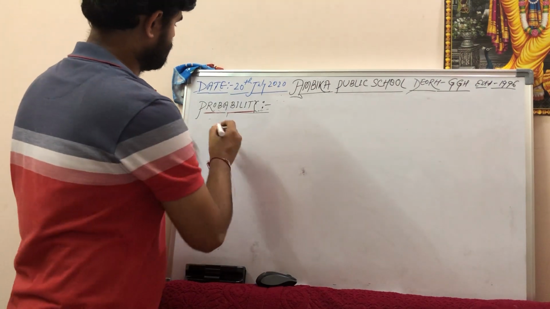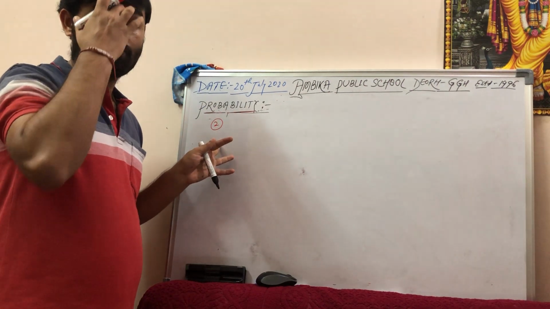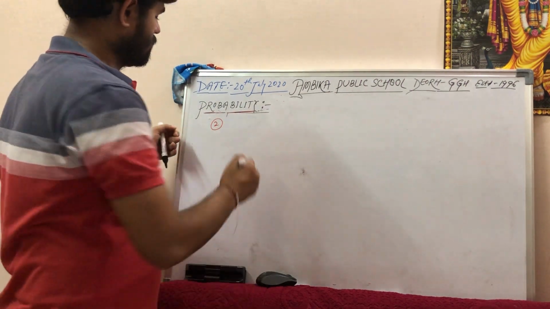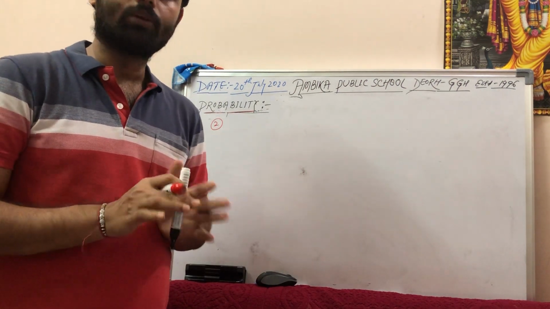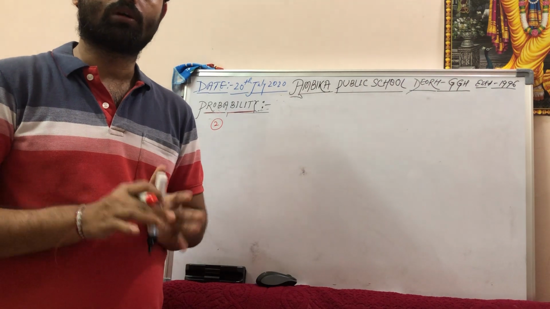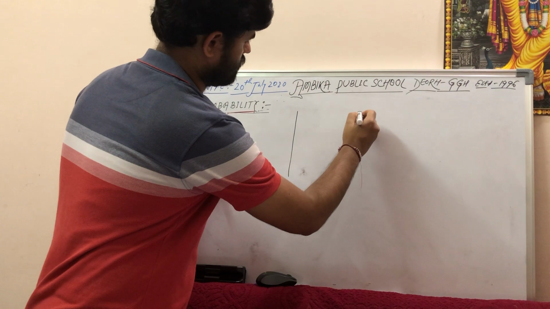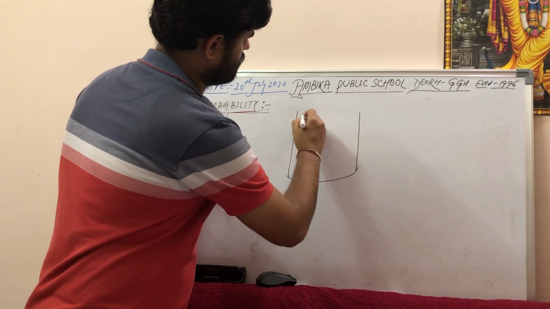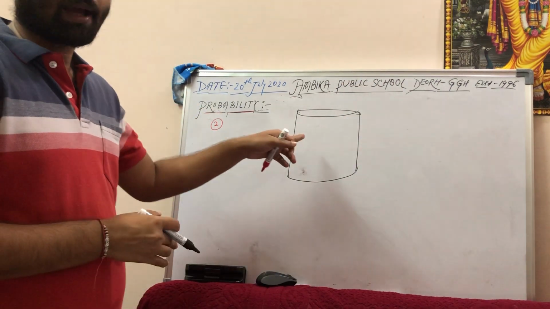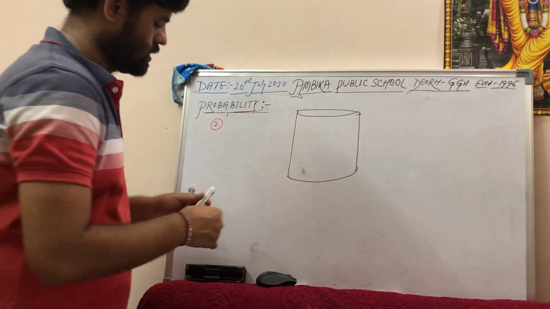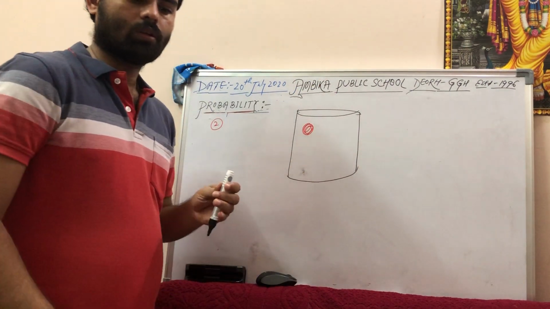Question number 2. This is the last question for today's session. A bag contains a red ball, a blue ball, a yellow ball. This is a bag. This bag contains a red ball. I will say one ball is red. A blue ball.